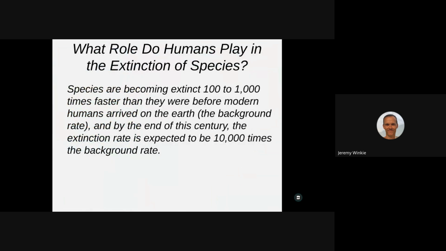And so the role that humans play in this is pretty big. Right now, species are becoming extinct at a rate of about 100 to 1,000 times faster than they were before humans arrived on the scene. And unfortunately, that rate is expected to get even higher by the end of the century. It's going to be up to 10,000 times higher than a normal extinction rate.